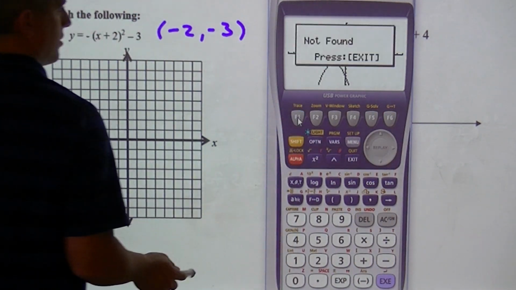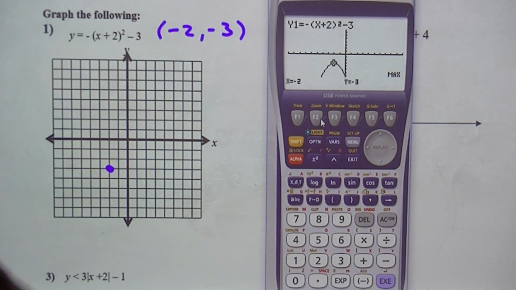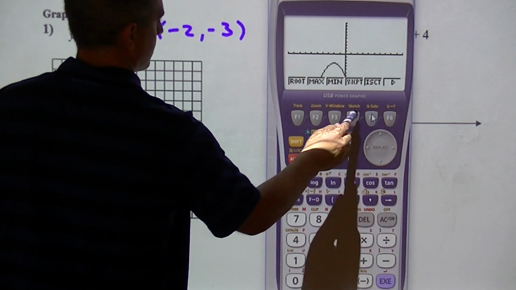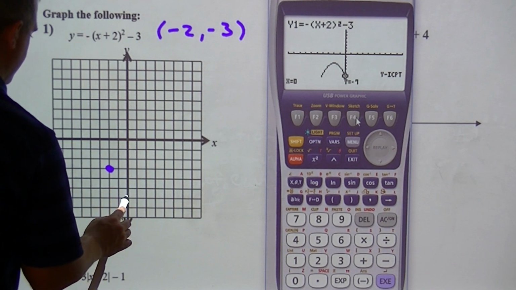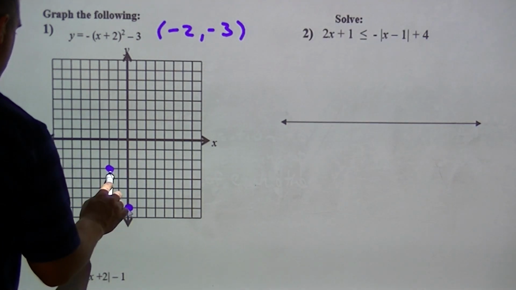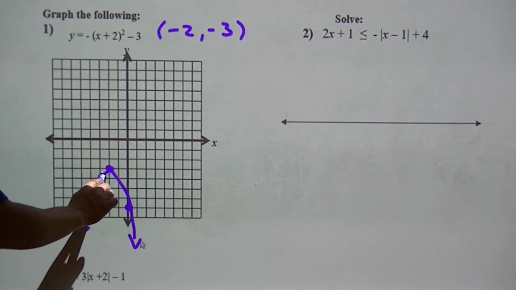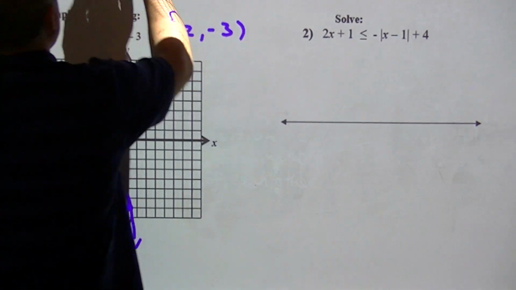G solve root, no roots obviously. G solve max, that confirms -2, -3. There is no minimum. The y-intercept is -7. 1, 2, 3, 4, 5, 6, and 7. And this is a U shape, so make sure you raise a U. Okay. All right. Number 2 over here, this is an inequality.